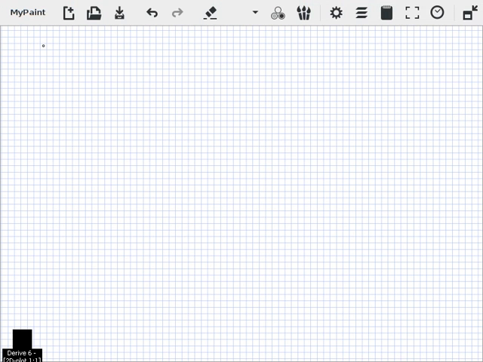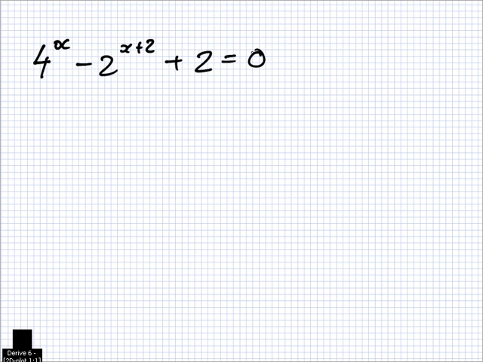So, did you find the question? We could do another question. Yeah. Here we go. 4 to the power of x minus 2 to the power of x plus 2 equals 0 for real values of x. We haven't done that one yet.